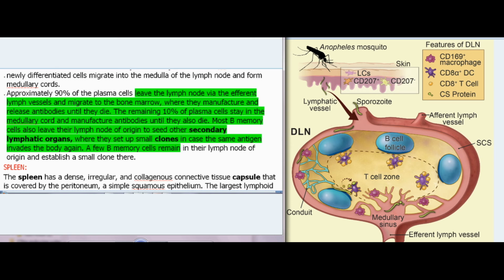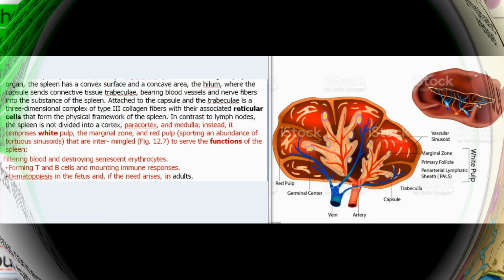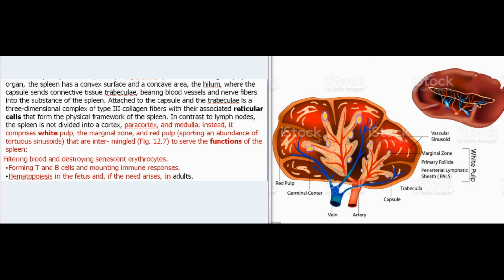Spleen. The spleen has a dense, irregular, and collagenous connective tissue capsule that is covered by the peritoneum, a simple squamous epithelium. The largest lymphoid organ, the spleen has a convex surface and a concave area, the hilum, where the capsule sends connective tissue trabeculae, bearing blood vessels and nerve fibers into the substance of the spleen. Attached to the capsule and the trabeculae is a three-dimensional complex of type 3 collagen fibers with their associated reticular cells that form the physical framework of the spleen.